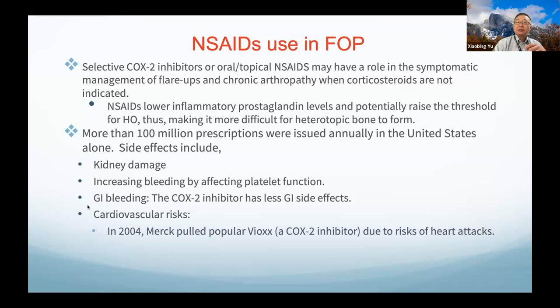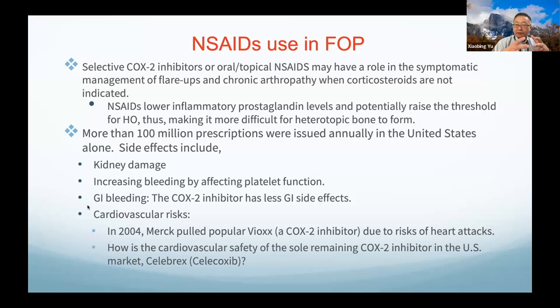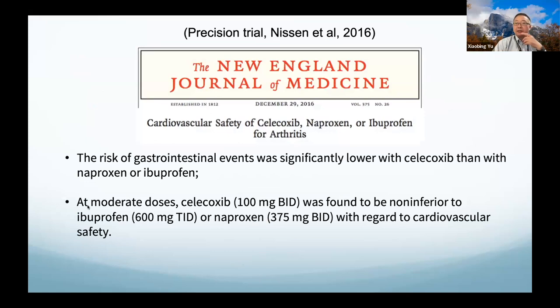So given that concern, we only have Celebrex, probably the main remaining COX-2 inhibitor in the US market. Is this safe? There was a study published a couple of years ago that compared the COX-2 inhibitor Celebrex with non-selective NSAIDs such as ibuprofen and naproxen. They found that when they looked at cardiovascular risk, they're equivalent. Even with some of our patients on twice-daily doses of Celebrex, compared to ibuprofen and naproxen, the cardiovascular risk is equivalent.